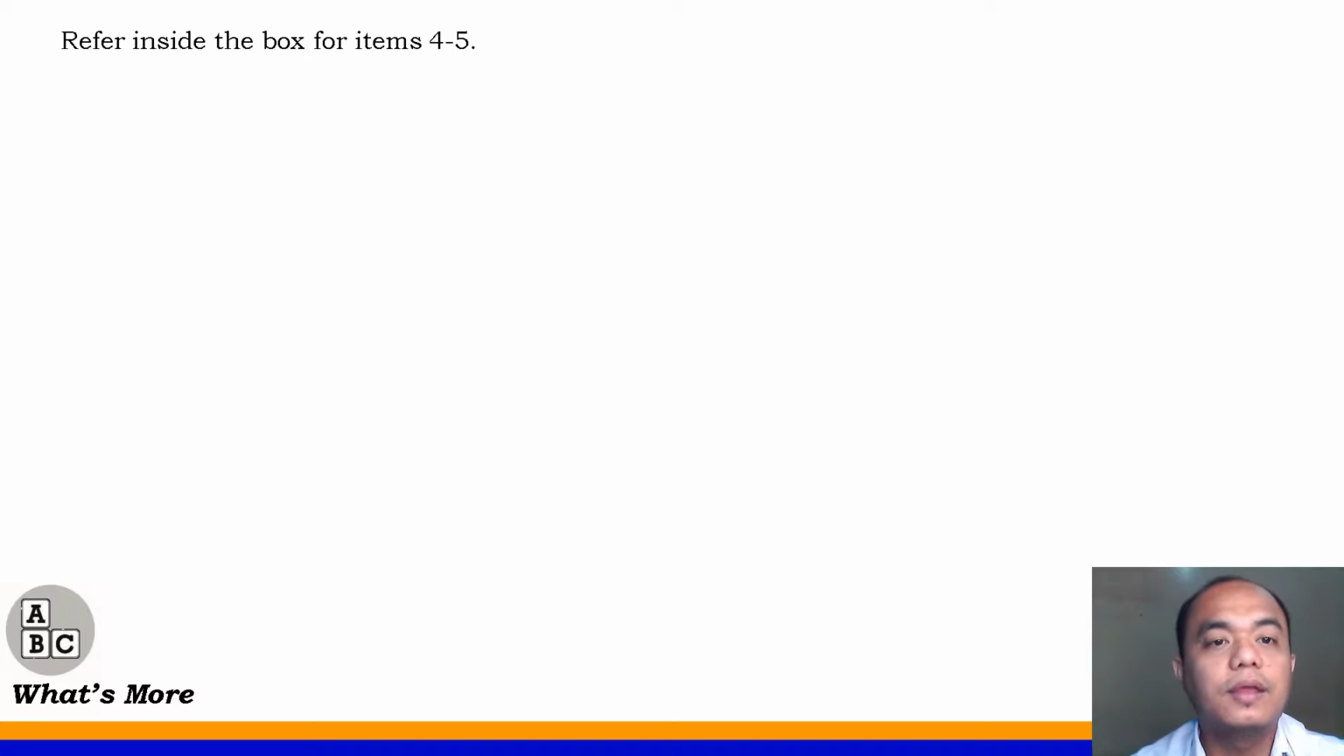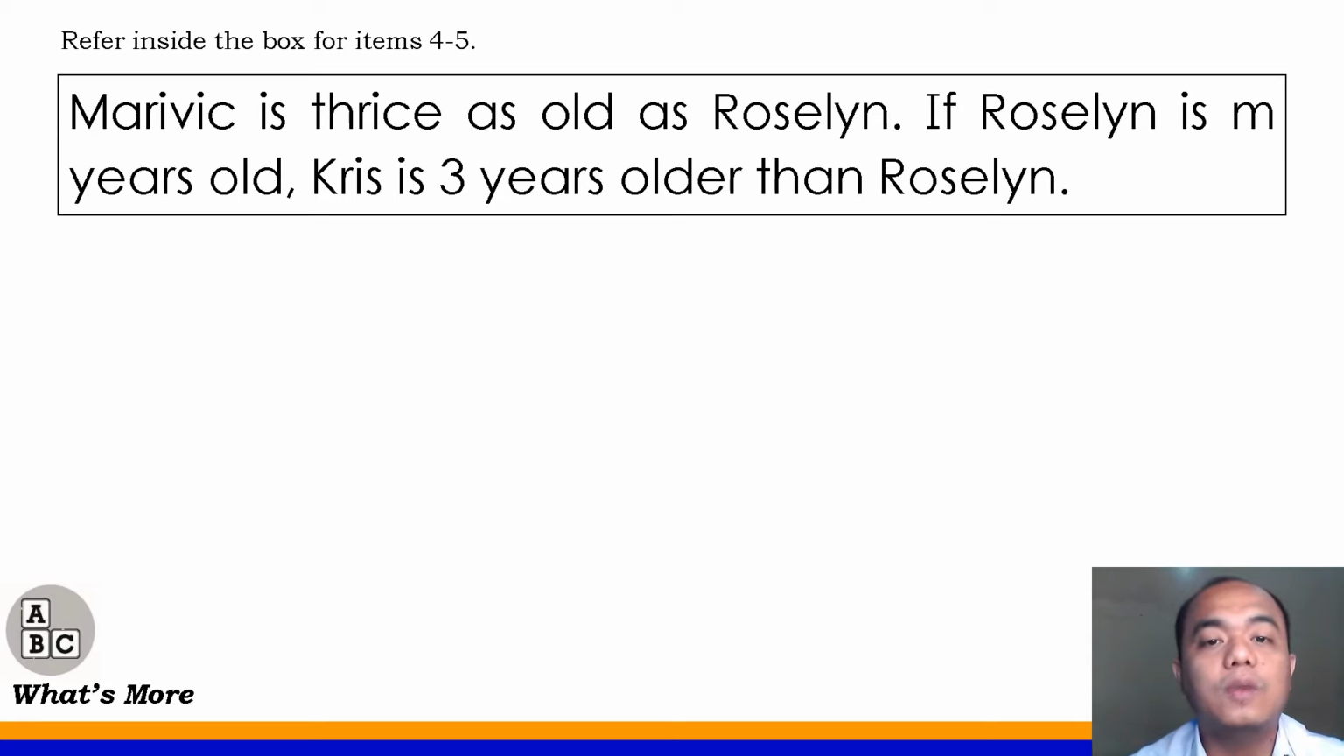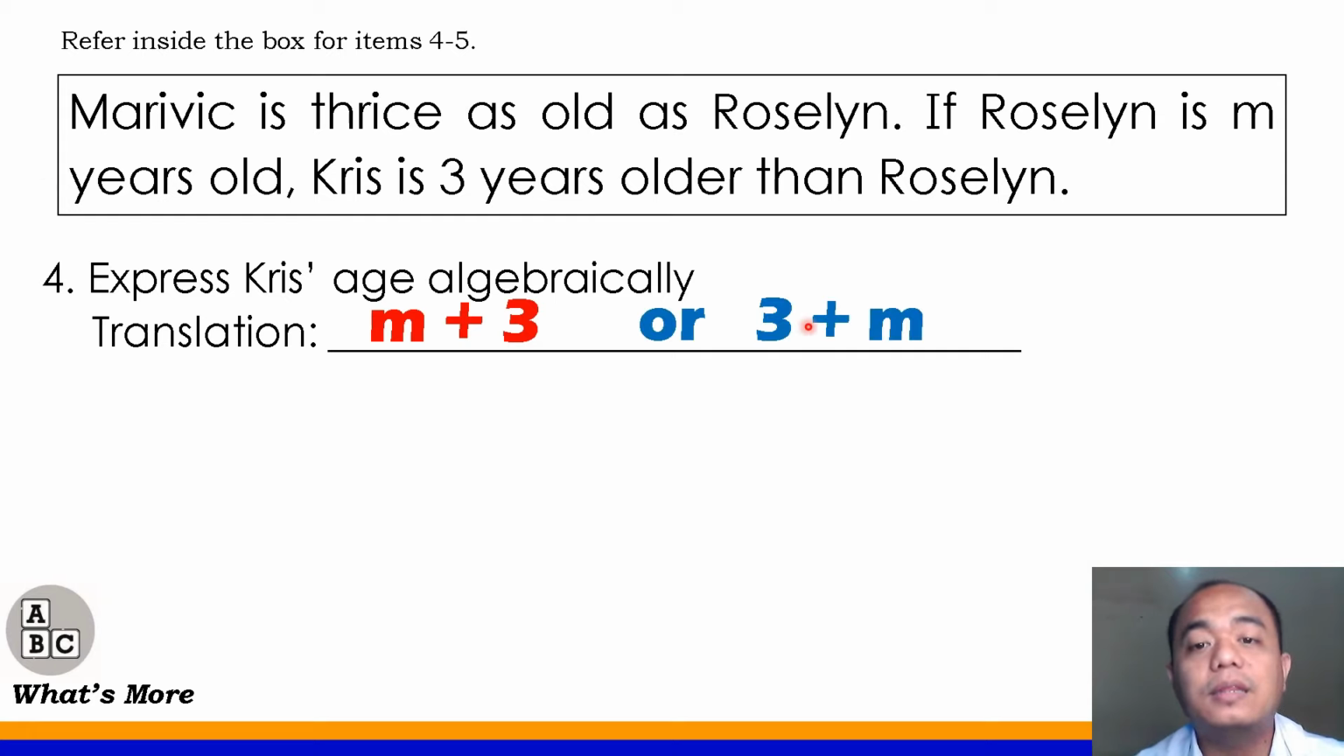Next, refer inside the box for items 4 and 5. Maribic is thrice as old as Roslyn. If Roslyn is M years old, Chris is 3 years older than Roslyn. Number 4 is express Chris' age algebraically. We will express the age of Chris algebraically. So this is M plus 3. Okay, this M here represents the age of Roslyn here. And then, pwede rin sabihin 3 plus M. Commutative din naman yung addition eh.